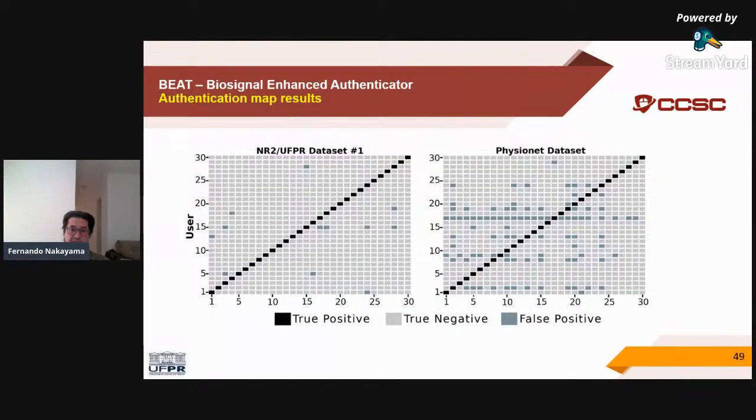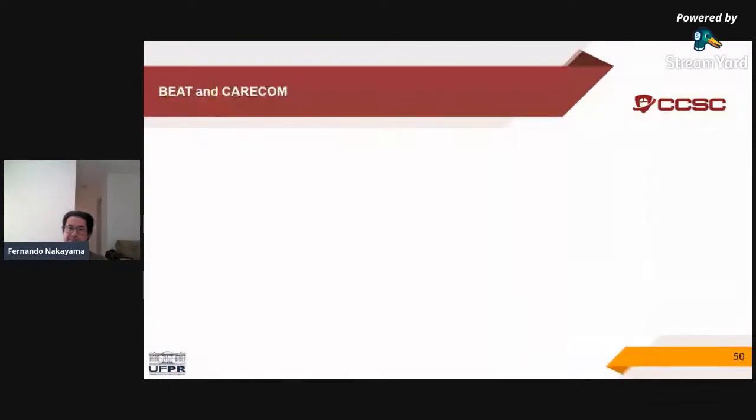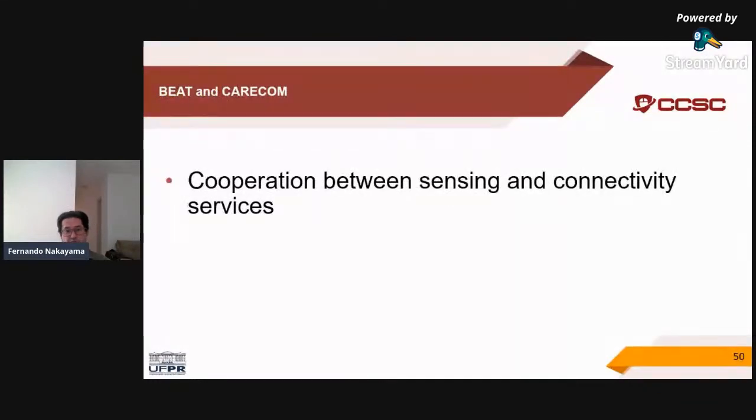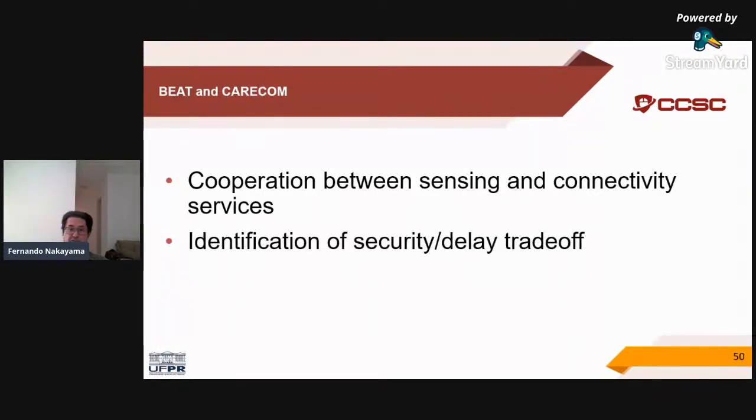The authentication map shows that BEAT had a low false positive rate and a high true positive rate. So the development of BEAT has allowed us a sharper understanding about the cooperation between the sensing and the connectivity services. It has also assisted in a deeper understanding about the trade-offs between improving security and delivering adequate communication performance. And finally, it has inspired us to further evaluate the communication redundancy to increase resilience.